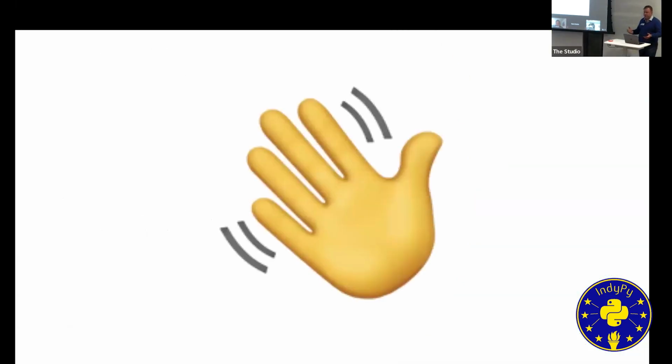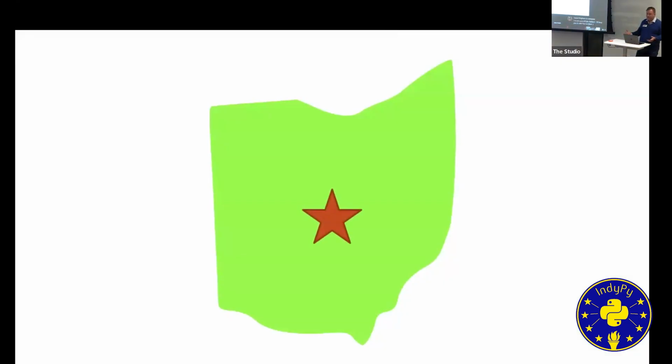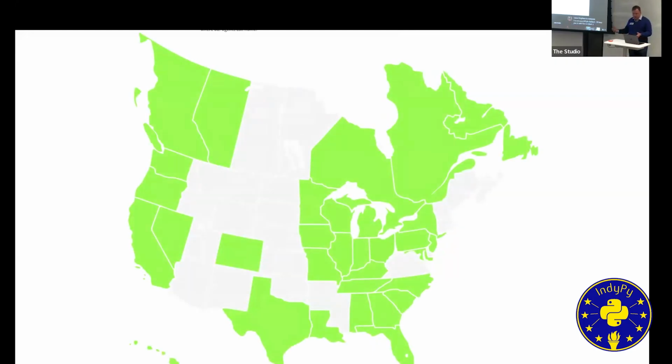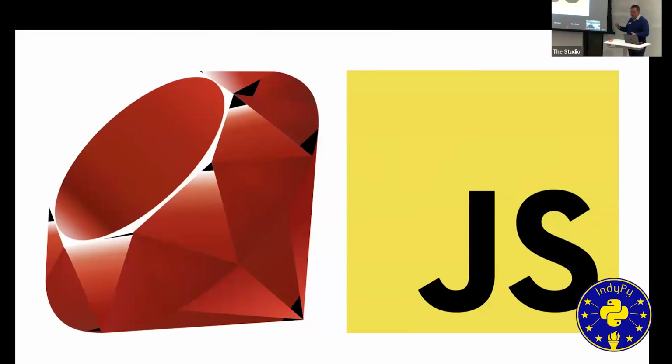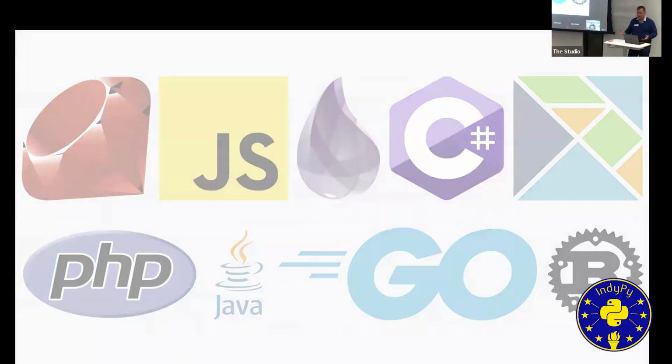Now, first, I want to give you a little bit about me. I'm a software consultant at a company called TestDouble, and we're a software consultancy based in Columbus, Ohio. We have remote workers across the US and Canada. We're known primarily for Ruby and JavaScript, but we actually work across a wide swath of tech stacks, including Python, which is why we're here tonight.